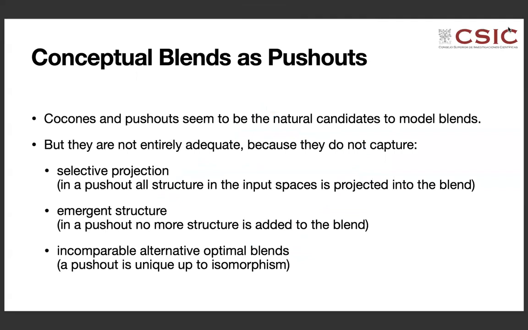But it is not entirely adequate. There are certain things that this idea does not capture from the description of conceptual blending that we see in the literature, done by Fauconnier and Turner, for example. And one thing is that, for example, it does not describe the idea of selective projection. So if you remember the case of the surgeon and the butcher blend, some things from one side come into the blend, some things from the other side come into the blend.